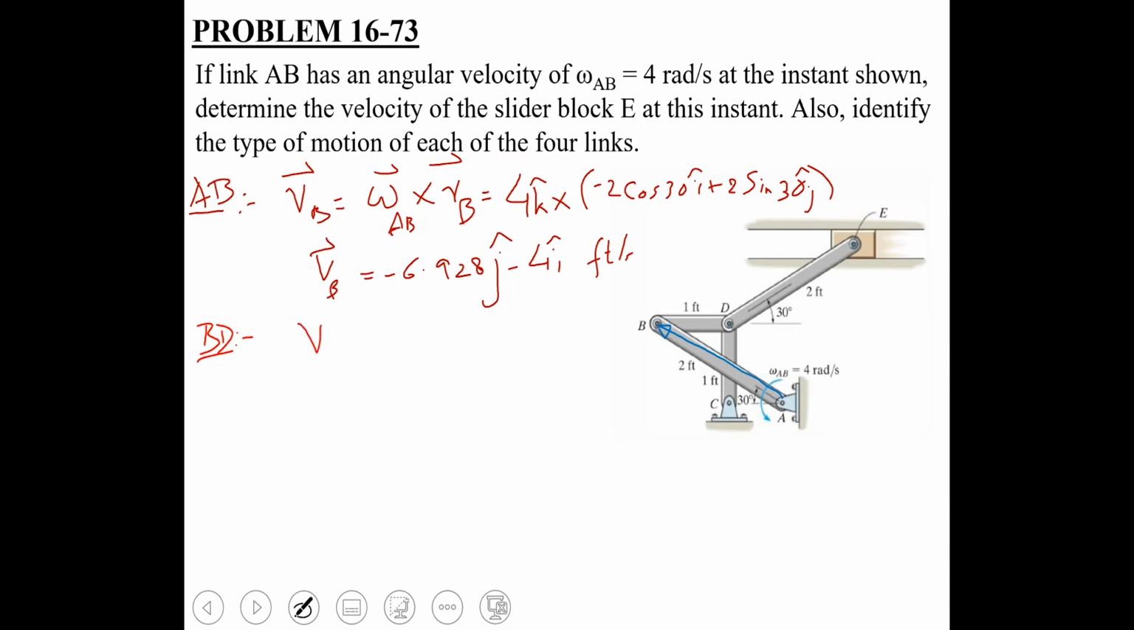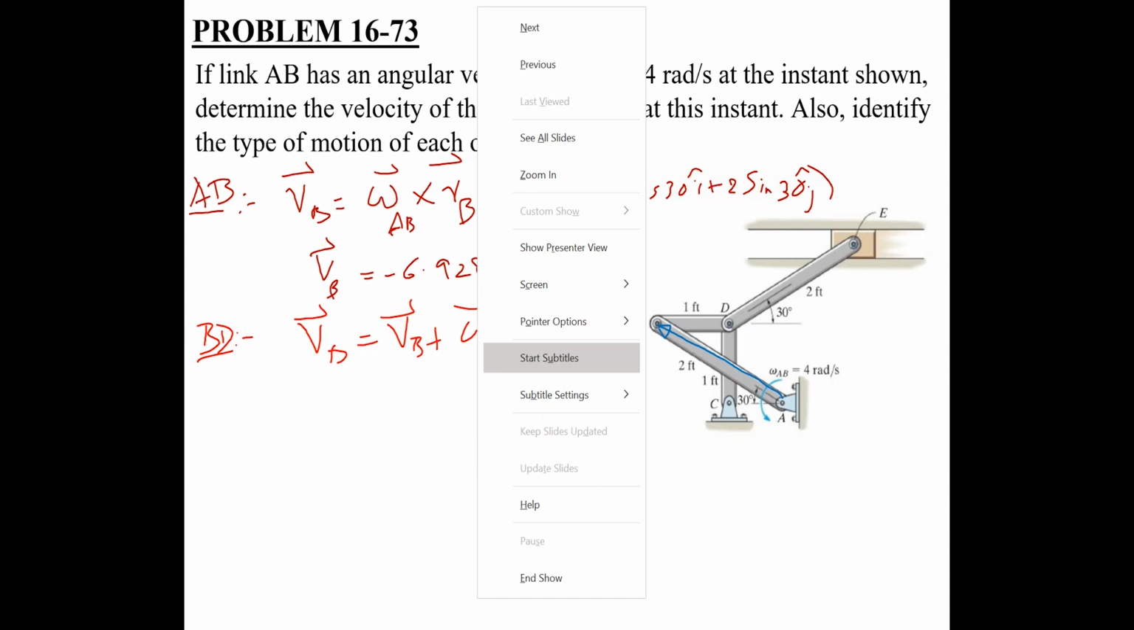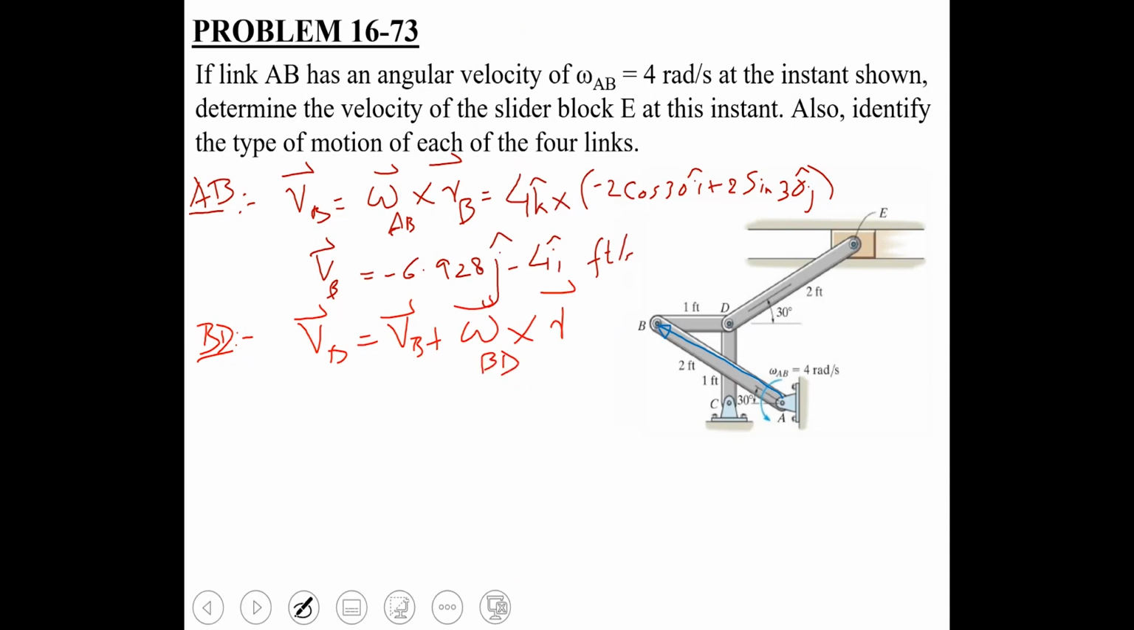So the equation would become velocity of D equal to velocity of B plus omega cross R, where omega is the omega of this link BD, so we can write it as omega BD, and R is the relative position of D with respect to B. So VD would become VB, which is already found in the first step, which is minus 4i minus 6.928 j. ये आपके पास VB आ गया था.